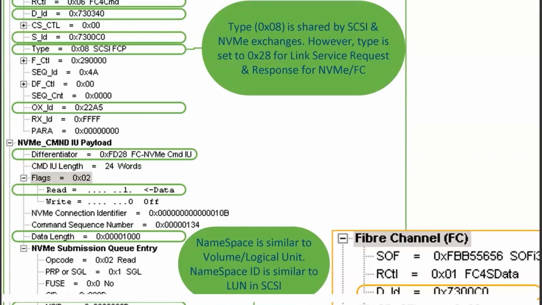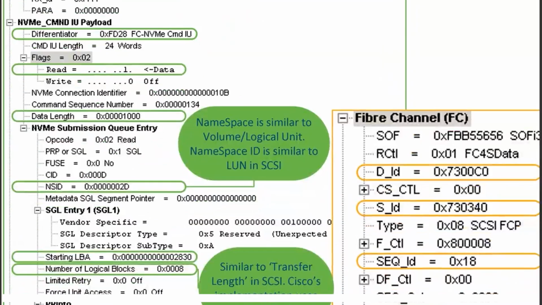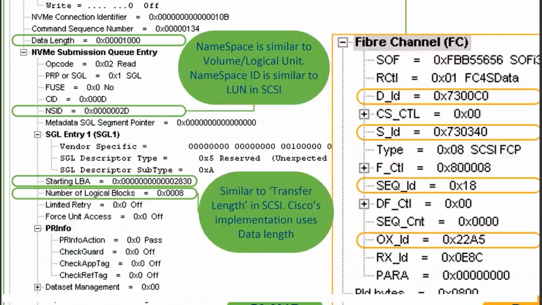That's one interesting piece. The other interesting piece is that there's nothing like a LUN concept in NVMe, right? There's a namespace concept. And just like a LUN ID, a LUN by definition is a logical unit number, here the equivalent is a namespace ID. You see the value here, which is hex 2D. And just like we use the data length field, we don't use the number of logical blocks, so that field remains unchanged. You see the LBA, the logical block address, and the number of blocks. We don't use that, even though it gets carried in the NVMe header.